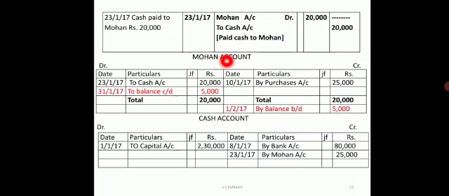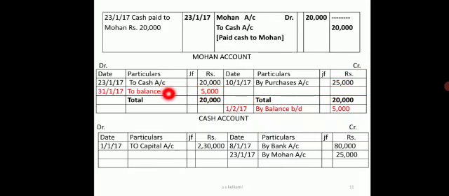So come to Mohan's account. Already there were purchases of 25,000 on 10/1. Now on 23rd we have paid him cash of 20,000. So Mohan account is debited to cash account 20,000. Now we have to balance it. Debit side is less, credit side is more. So credit side you are having 25,000 and debit side you are having 20,000.